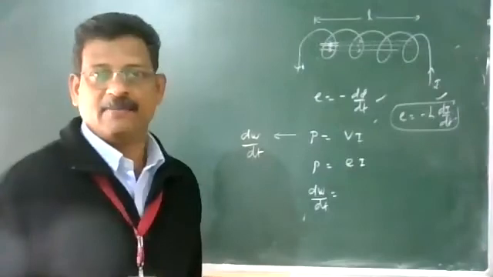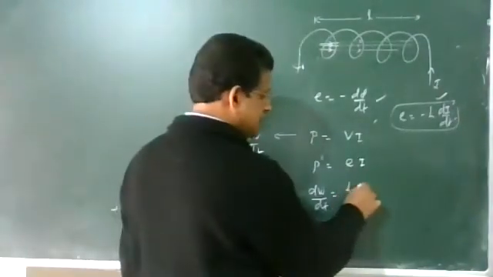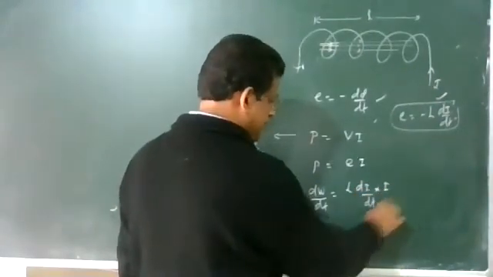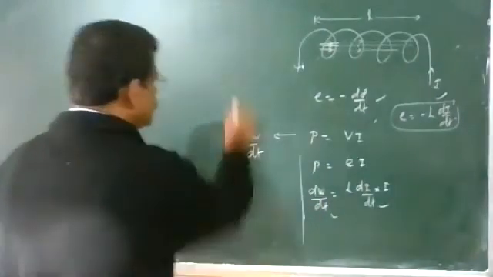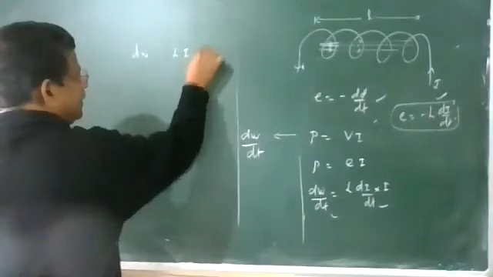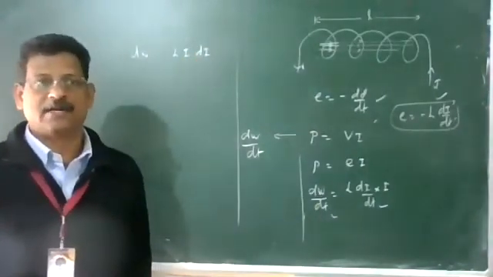EMF, minus L di by dt, also you can write, put the magnitude value of E. That is L into di by dt into I. dt cancels. So the work done to maintain the current is L I dI.